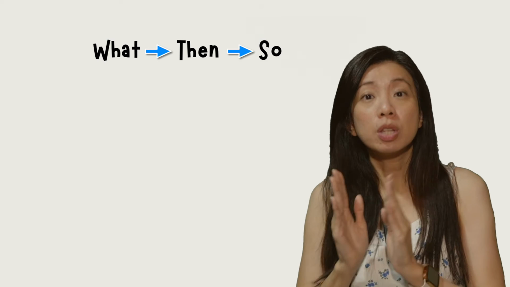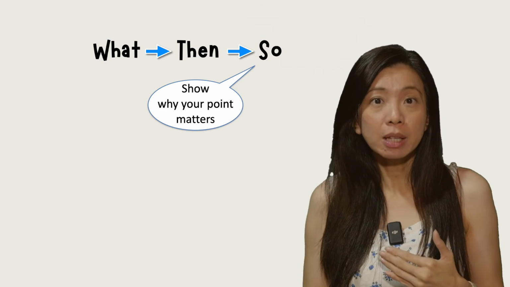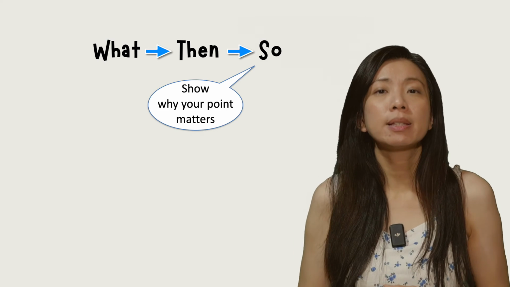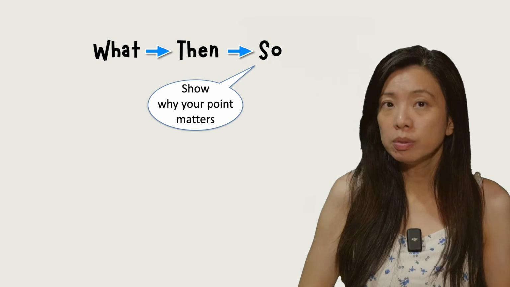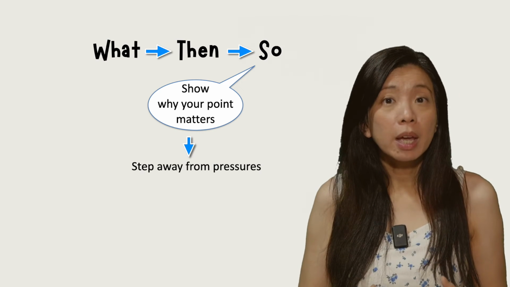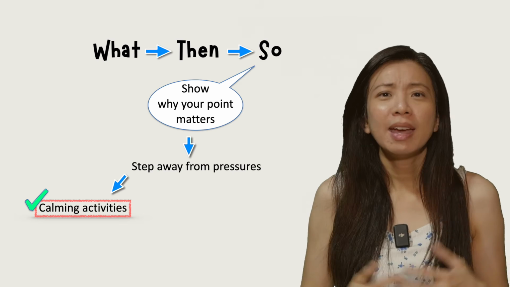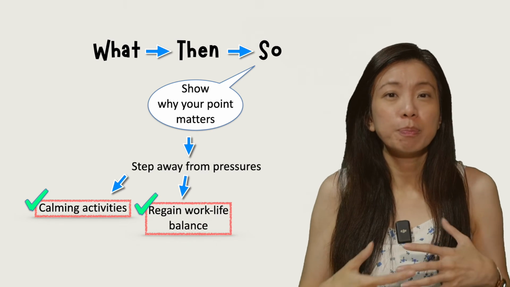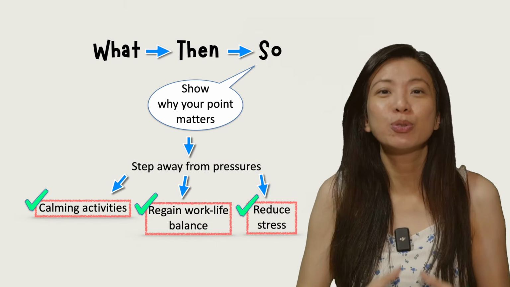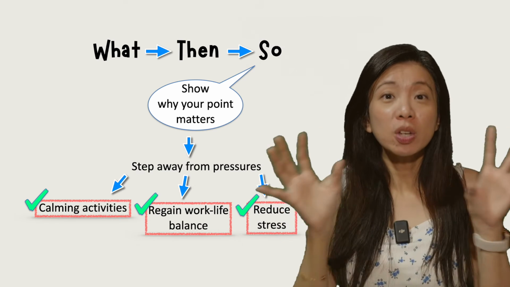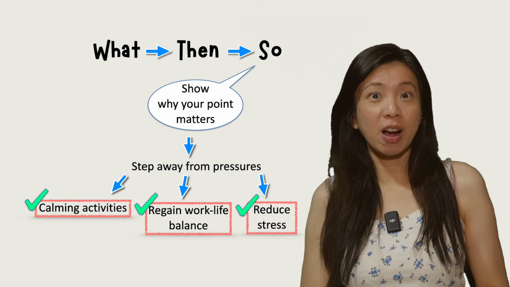Okay, so let's go on to the so, which is to talk about the impact or why this matters. We could say something like, spending time alone allows students to step away from these pressures. They can engage in calming activities, and this will help them to regain a sort of balance in their life and also to reduce stress. So let's put this all together in an example paragraph.